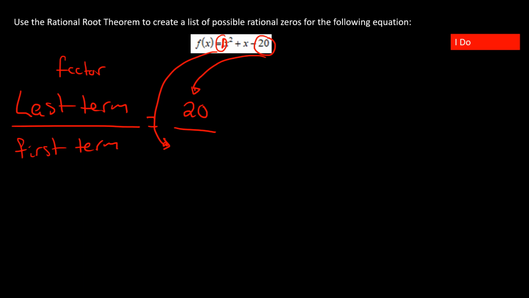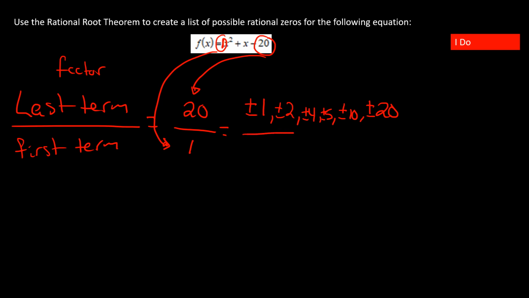And when we talk about factors, it's what numbers multiply to give us this. So to get a 20 would be a plus or minus 1 and a plus or minus 20, because 1 times 20 is 20. We could also do negative 1 times negative 20, which is also a positive 20. Another set of factors would be plus or minus 2 and plus or minus 10. 2 times 10 is 20. Negative 2 times negative 10 is also 20. And then lastly, plus or minus 4 with plus or minus 5, because 4 times 5 is 20. Negative 4 times negative 5 is 20.